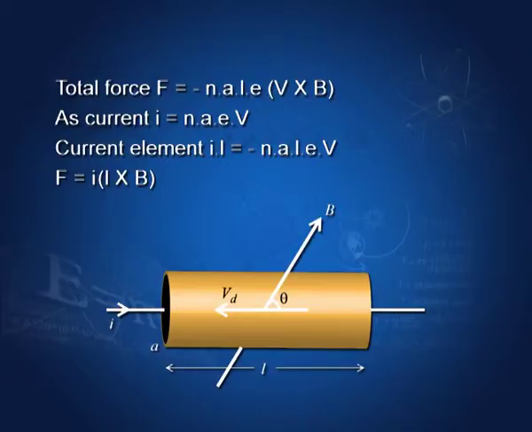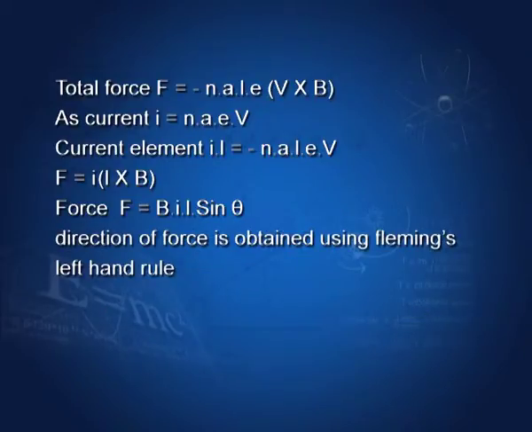As the angle between the current and the magnetic field is theta, the formula of force is F equals BIL sin theta. Direction of this force is obtained using Fleming's left hand rule, which we have already studied.